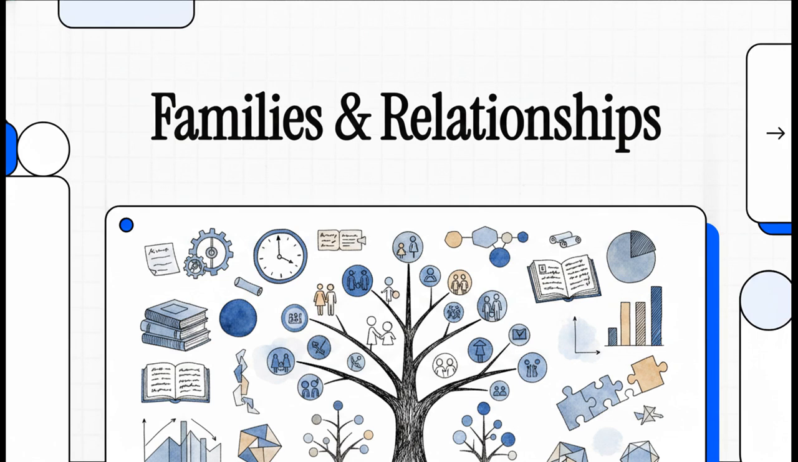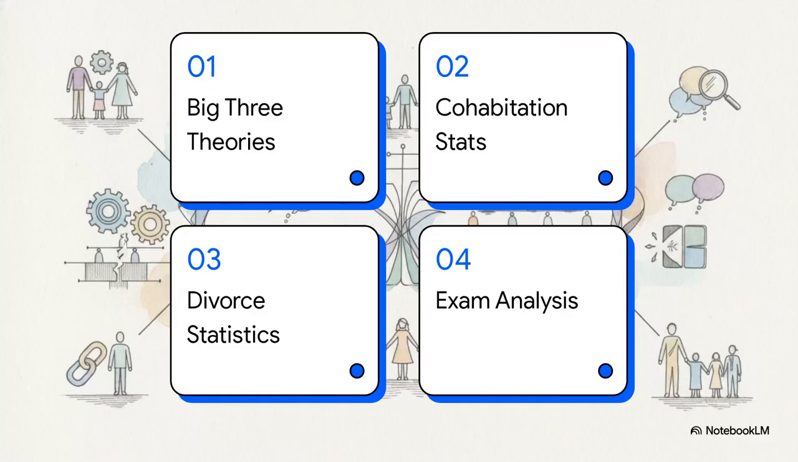In this explainer, we're taking on families and relationships. Now, you and I both know it's a completely massive topic, but we're going to cut right through the noise. We'll give you exactly the stats, the facts, and the theories you actually need to crush it. Think of this as our mental map for today's revision session. We'll kick things off with the big three theories, move on to cohabitation stats, hit the divorce statistics, and then tie the whole shebang together with securing A-star exam analysis.